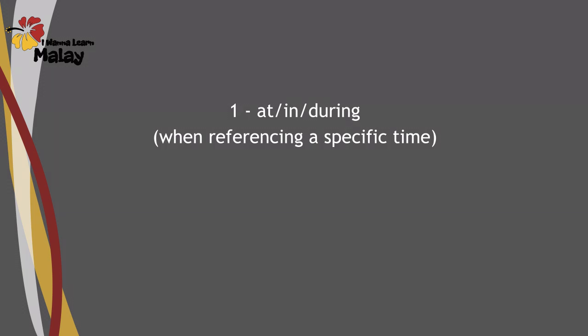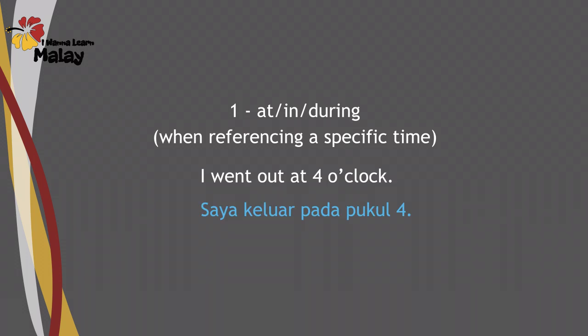The first is to use in reference to time. So for example, if you want to say, I went out at 4 o'clock. In Malay that is, saya keluar pada pukul 4. So here, pada is used in reference to the word at in English.